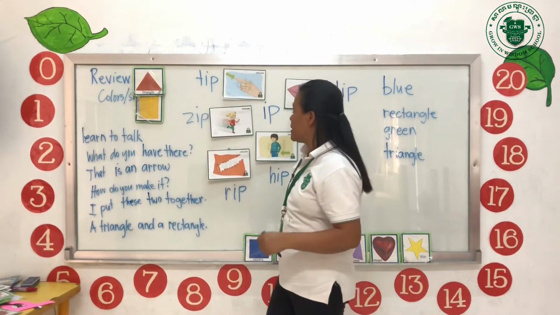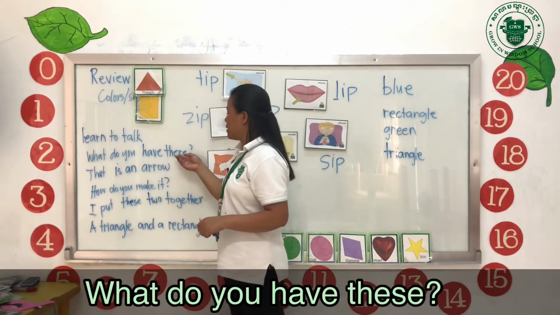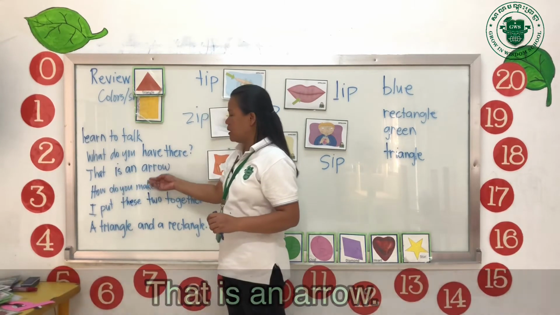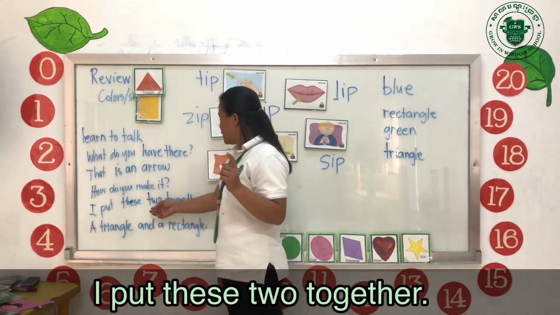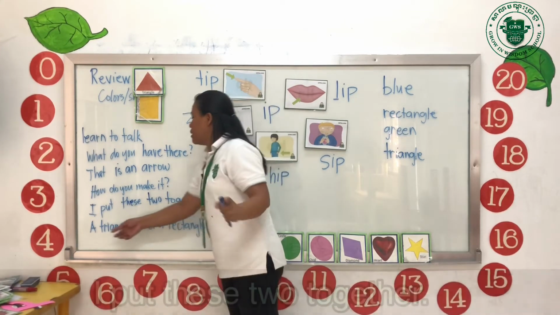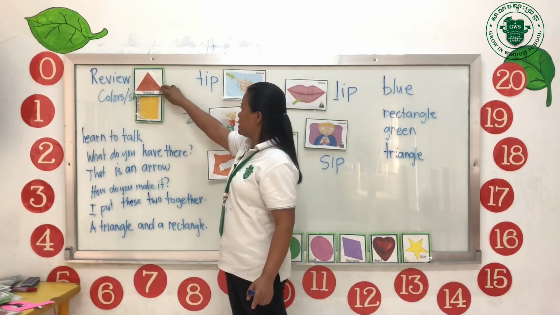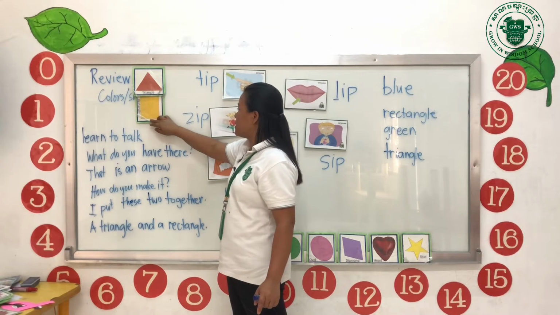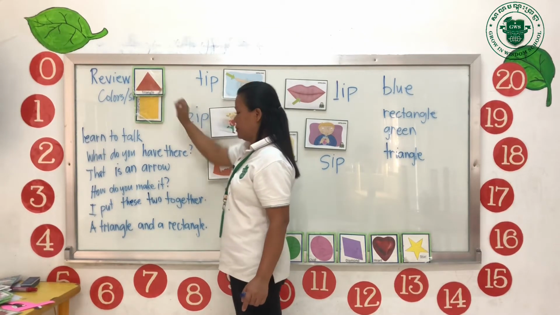Okay, let's repeat one more time. What do you have there? That is an arrow. How do you make it? I put these two together, a triangle and a rectangle. Here is the triangle and here is the rectangle. So it becomes an arrow.